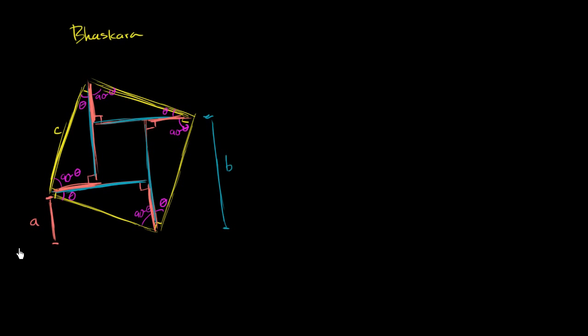Well, first, let's think about the area of the entire square. What's the area of the entire square in terms of c? Well, that's pretty straightforward. It's a c by c square. So the area is equal to c squared.